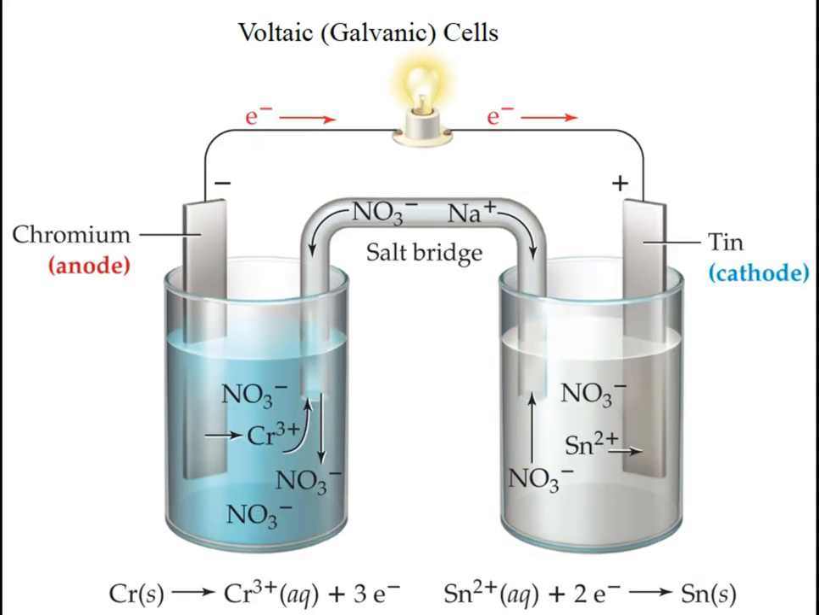This is just another example of the anode on the left. Chromium is being oxidized to chromium-3. It is releasing 3 electrons. Those electrons are traveling through the wire, and they will be used to reduce tin(II), Sn2+, to form tin solid. This is just another example of a galvanic cell.